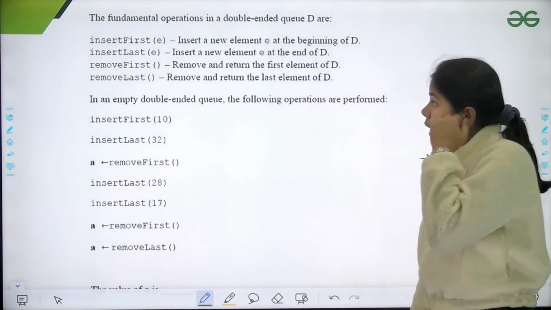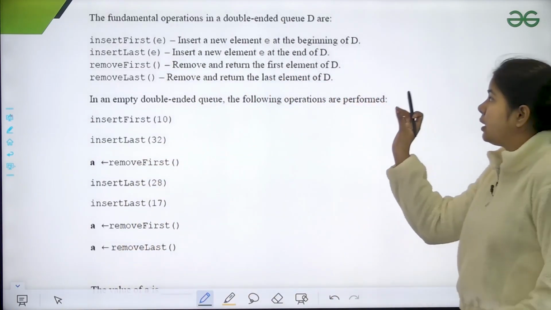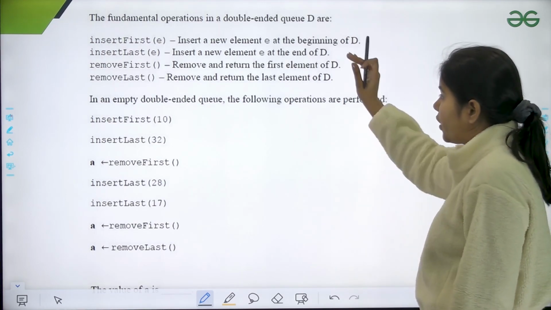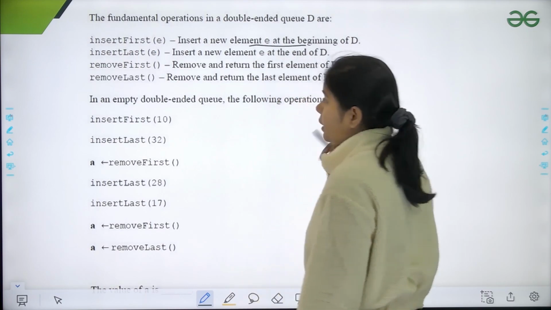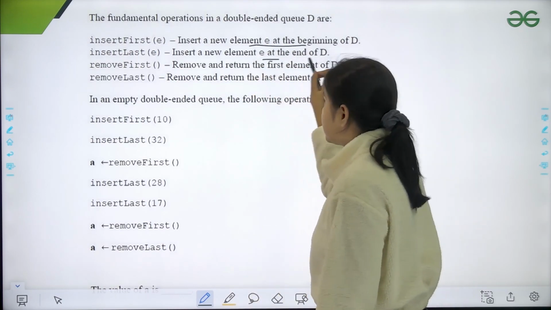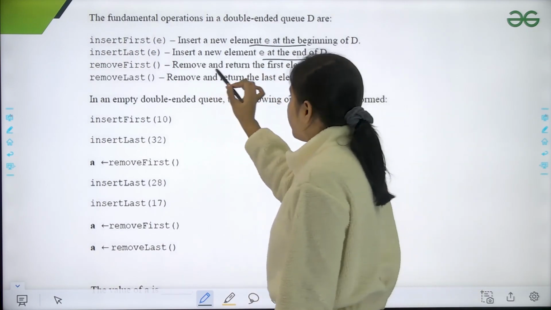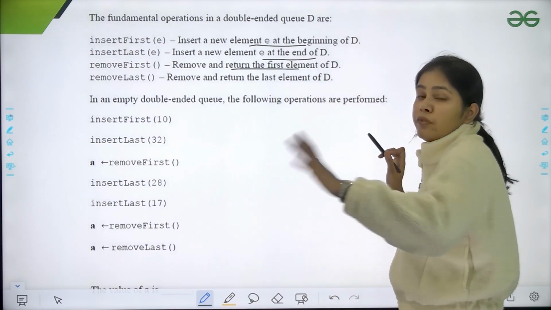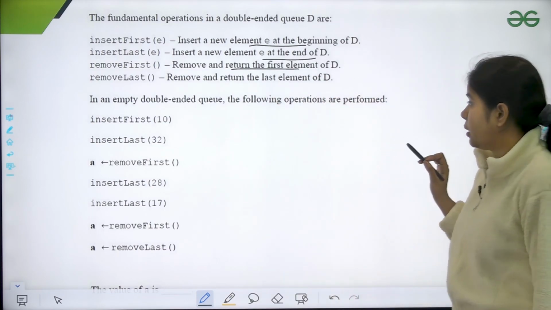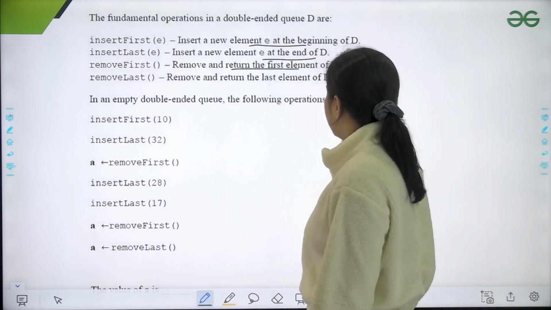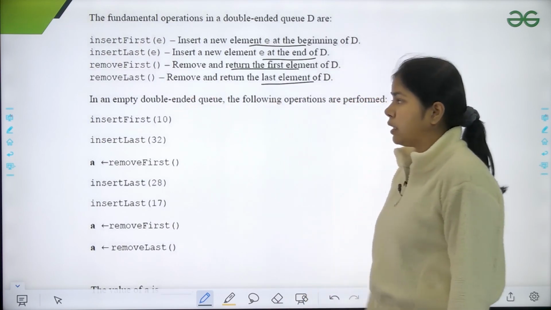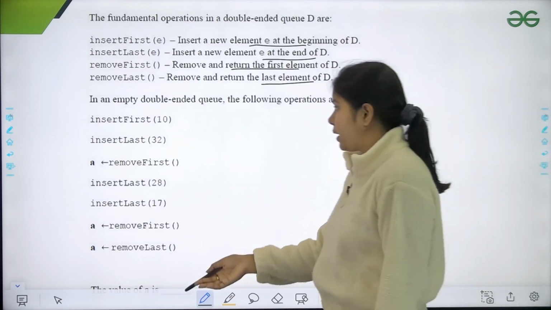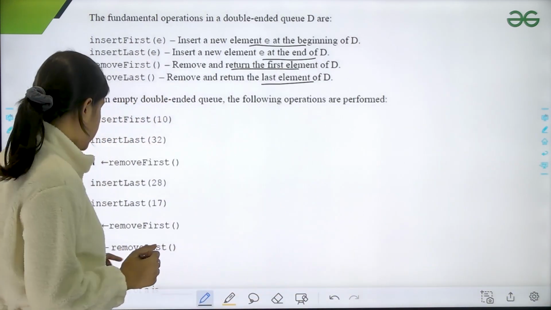Now, next question we have is about the fundamental operations in a double-ended queue. We have insert first, which inserts a new element at the beginning; insert last, which inserts an element at the end; remove first, which removes the first element and returns it; and remove last, which removes the last element and returns it. So let's apply that in this question.